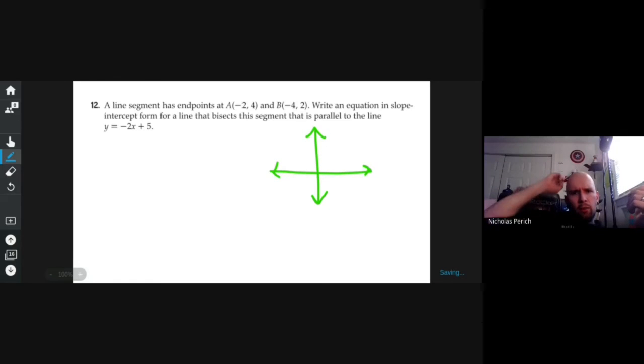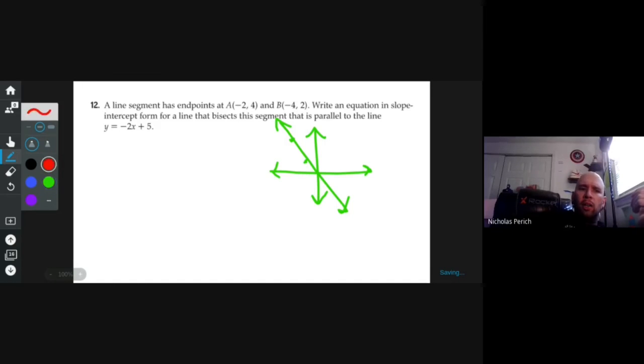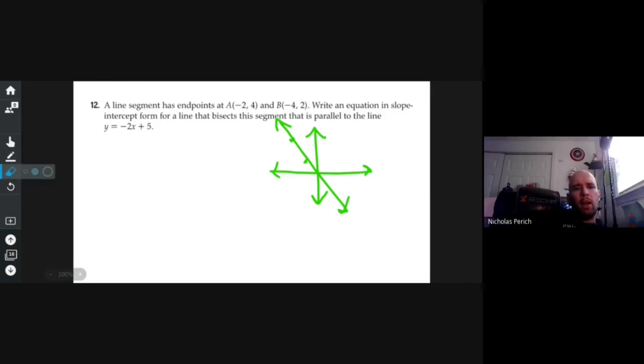So I have A, which is (-2, 4), which is up here. I have B, which is (-4, 2), which is down here, right? And I draw that line. I have to find an equation in slope-intercept form for a line that bisects the segment. Oh, the segment, my fault. No! I have to start over.